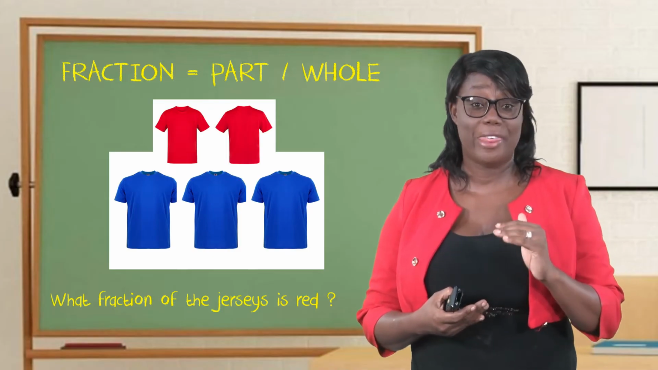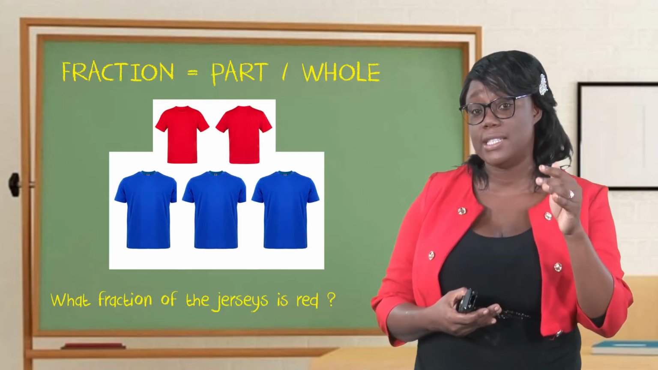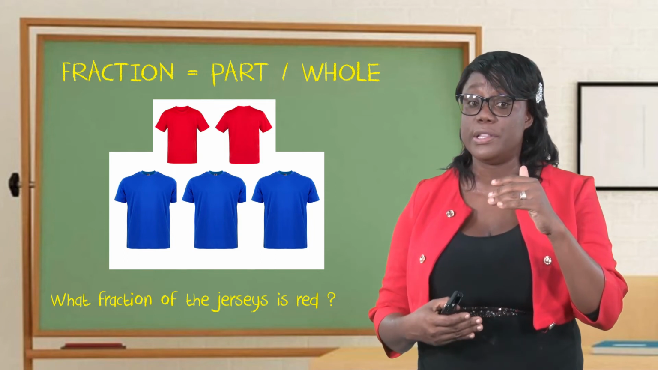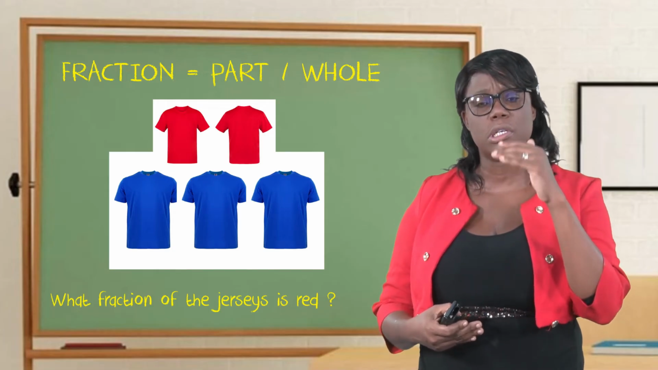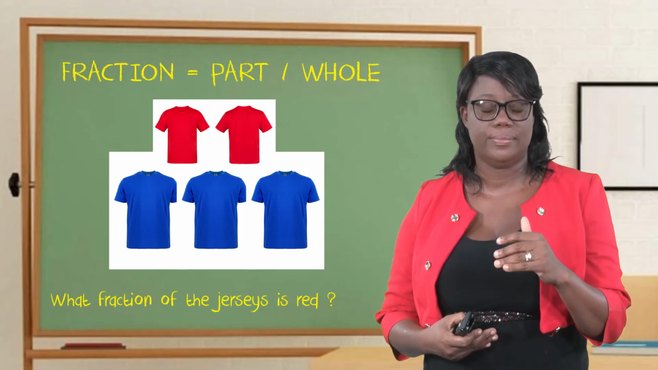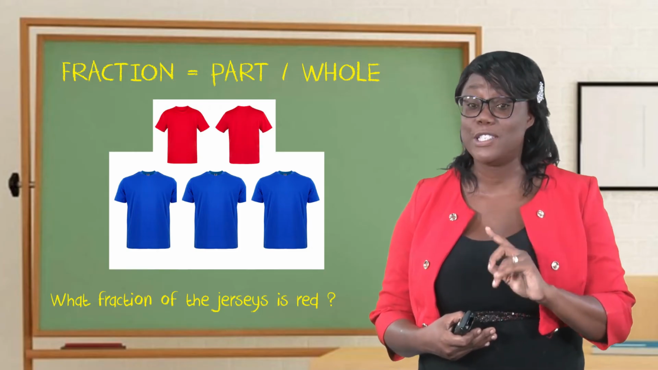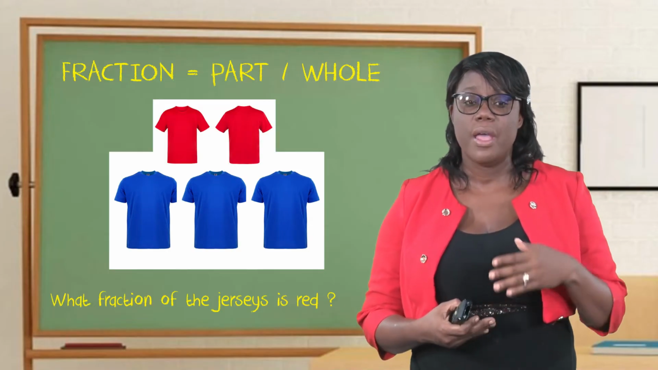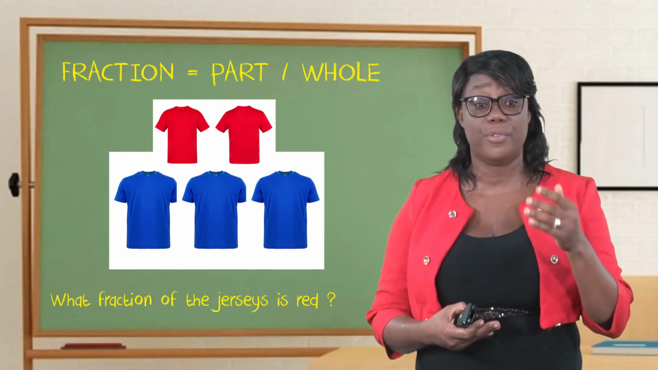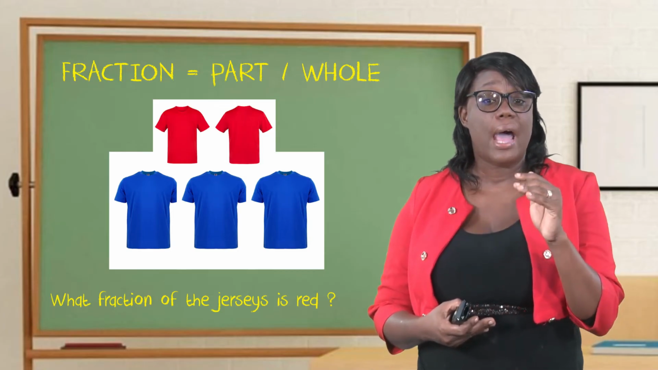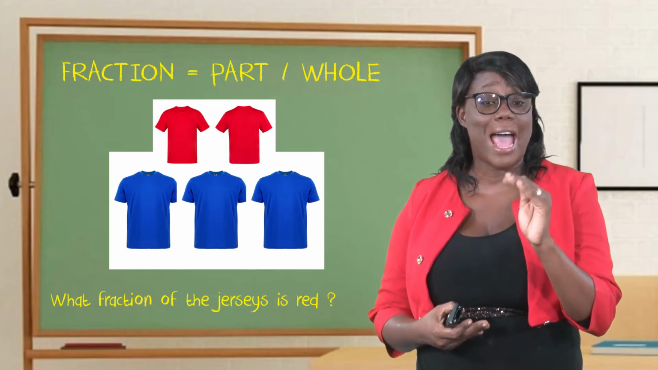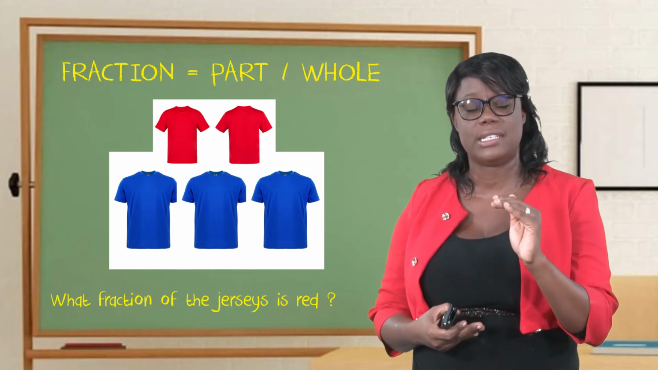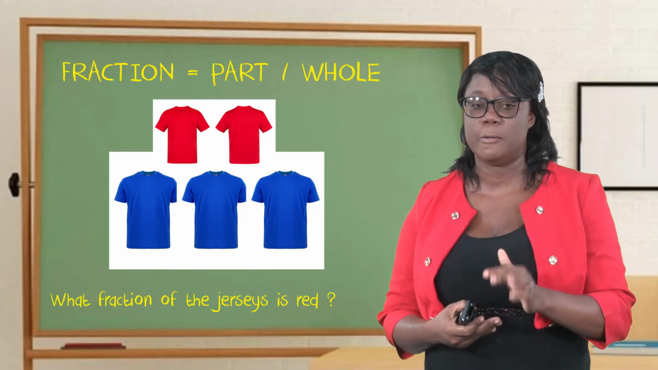So we know that a fraction is made up of a numerator and a denominator. The denominator shows us the total number of parts. So what's the total number of jerseys? Yes, that's absolutely correct. 5 is the total number of jerseys. The parts we are talking about would be the red jerseys. Now what I've asked is the fraction of red jerseys in the set of jerseys. Take a minute and try to figure it out.